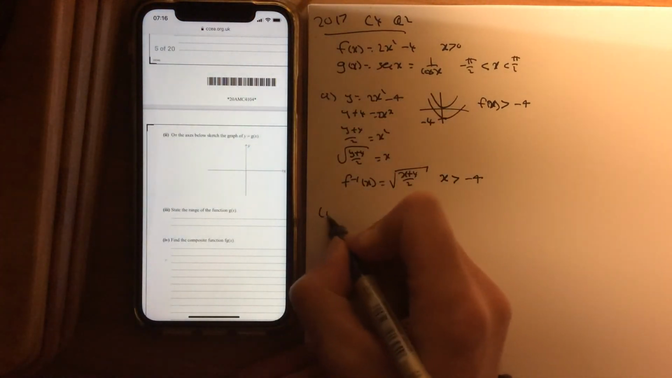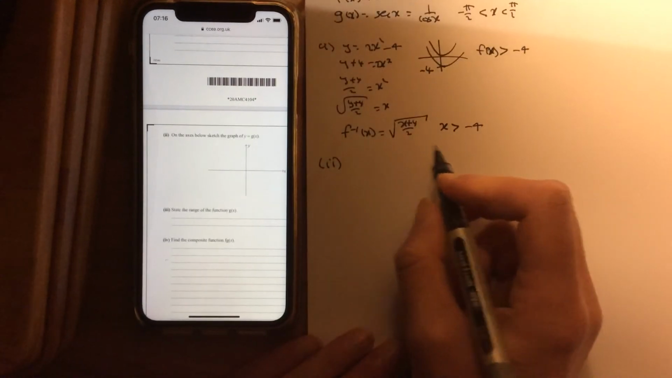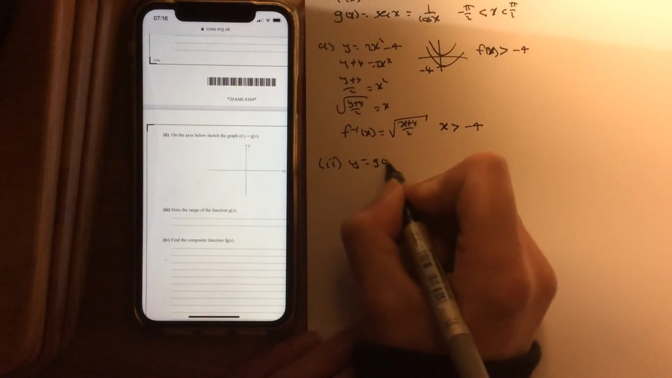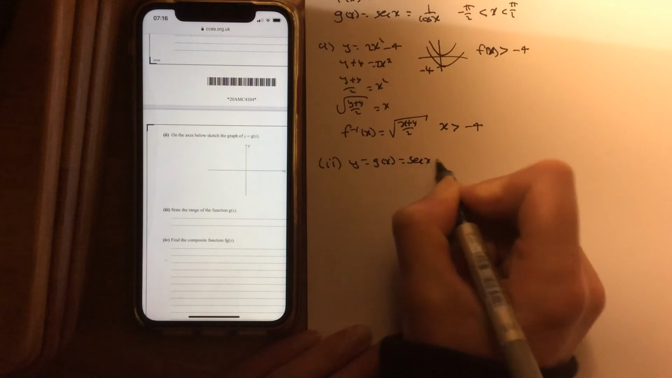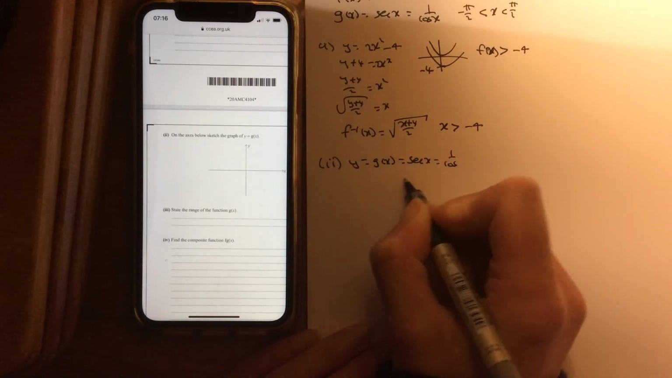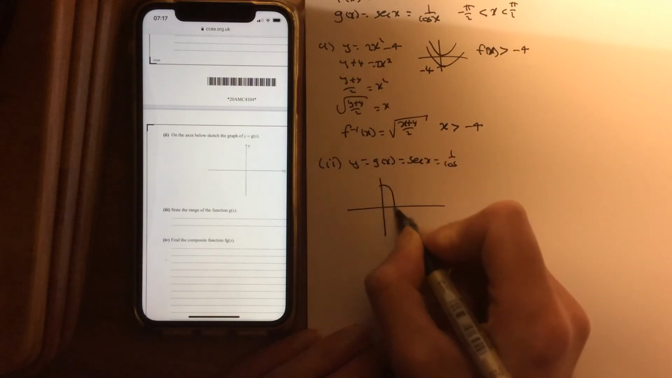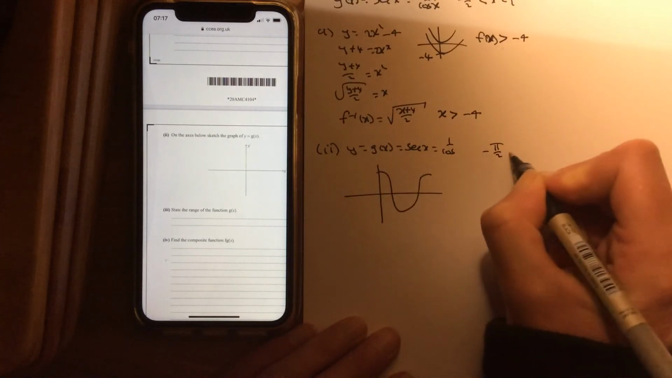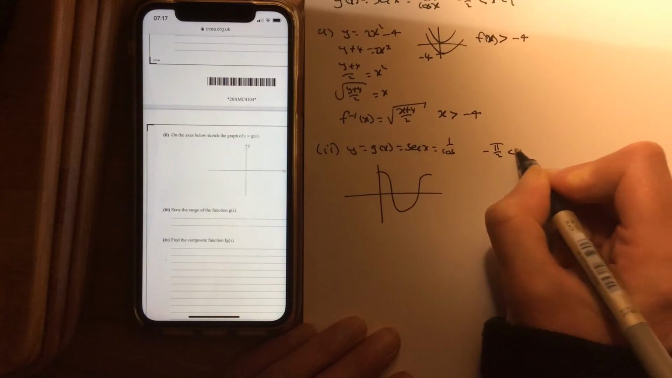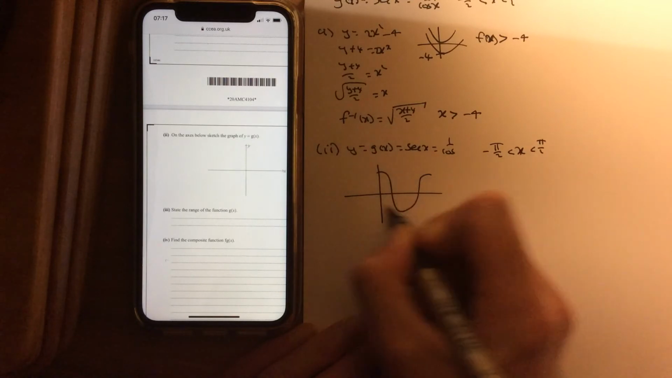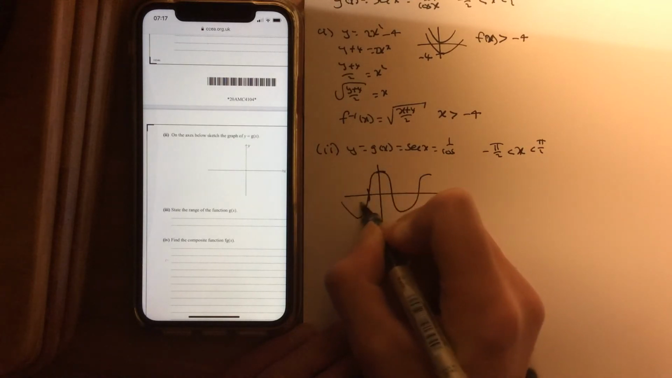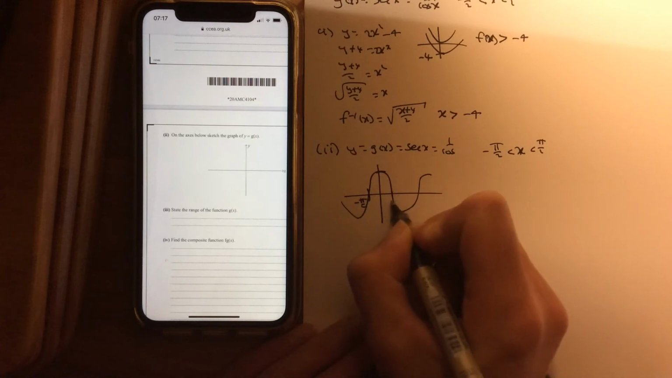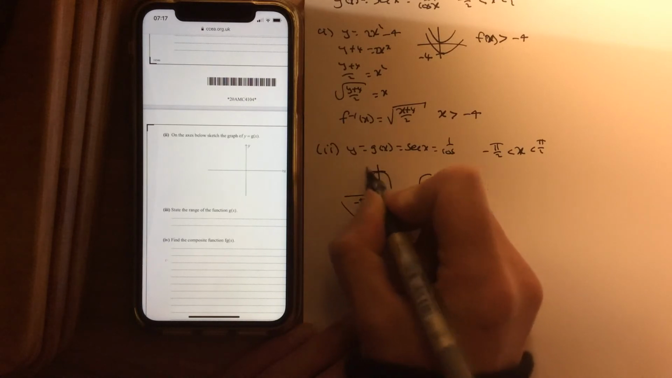Part 2. Sketch the graph of y equals g(x). So remember your g(x) was sec x, which was 1 over cos. So let's start off with a cos graph. Now remember you were between minus 90 and 90. So let's do the other side. So I'm looking at this part of the graph, and that goes up to 1.